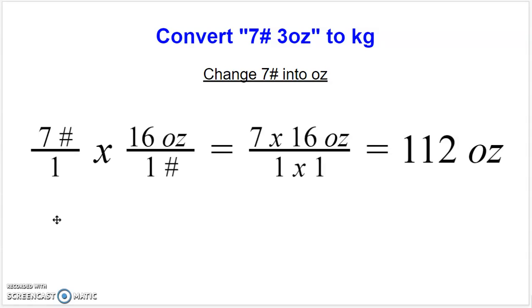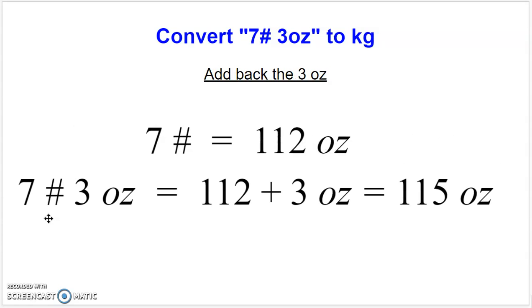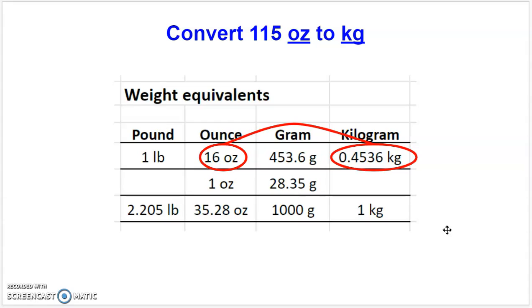Now remember we had 7 pounds 3 ounces, so we've got to put that 3 ounces back in. So since 7 pounds is 112 ounces, 7 pounds 3 ounces would be 112 plus 3, which is 115 ounces. So now we've got it into the 1 unit. 7 pounds 3 ounces is equal to 115 ounces. Now I've got to convert over to kilograms.